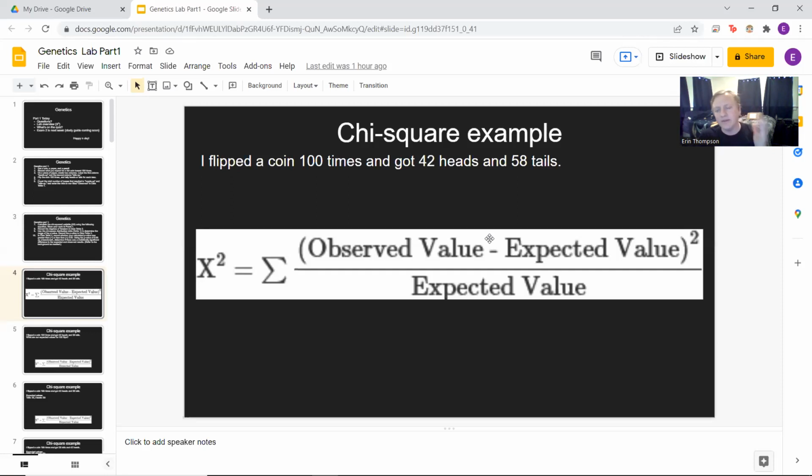So I ran the simulation that you're supposed to run, and I want you to run your own. If you have these exact numbers, I know you're probably making them up, but I flipped a coin 100 times. I got 42 heads and I got 58 tails.